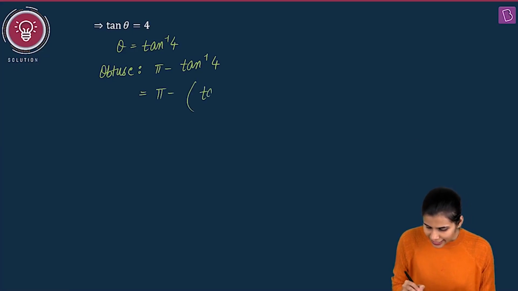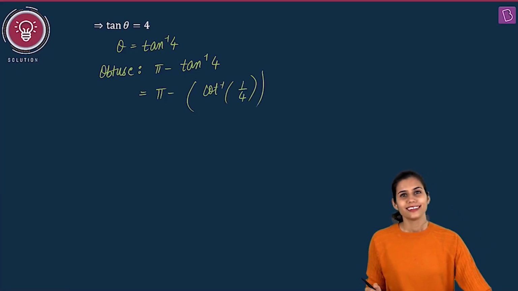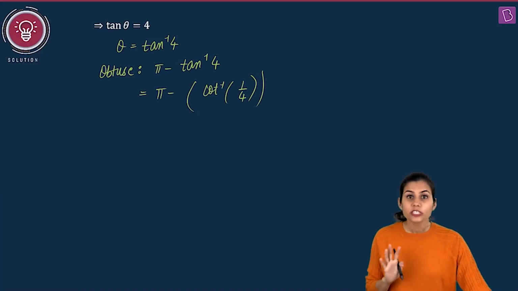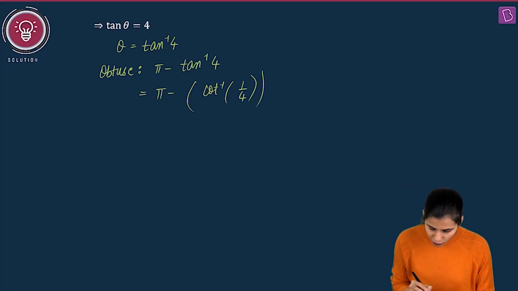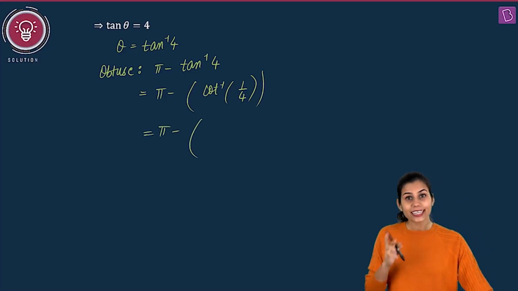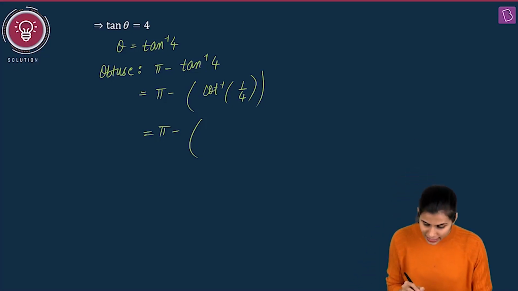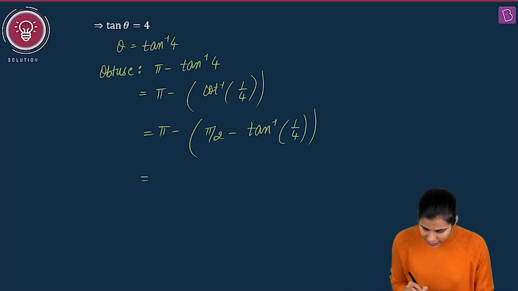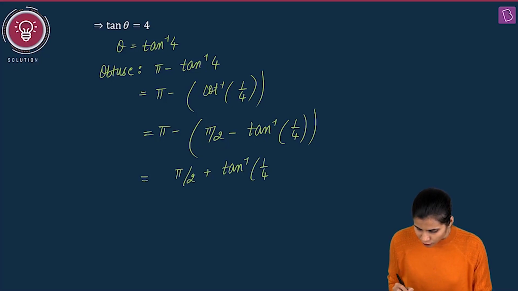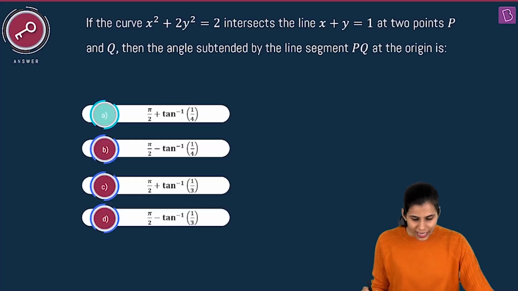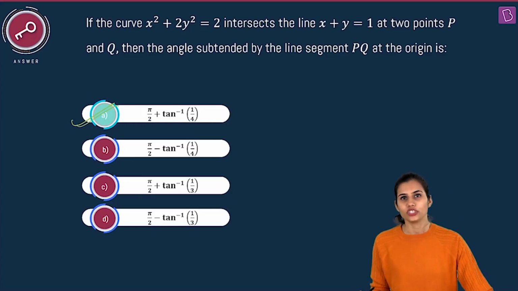Tan inverse 4 I can write as cot inverse 1 by 4. Am I right? Tan inverse 4, or I should say tan inverse x, is cot inverse 1 by x when x is positive. 4 is positive, so tan inverse 4 can be written as cot inverse 1 by 4. But I know as a matter of fact that tan inverse 1 by 4 plus cot inverse 1 by 4 is pi by 2. So cot inverse 1 by 4 can be written as pi by 2 minus tan inverse 1 by 4. This gives you pi by 2 plus tan inverse 1 by 4 to be the very obtuse angle that I was searching for, which is sitting in option A.